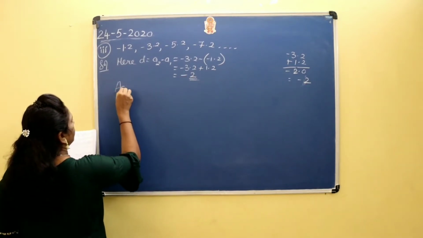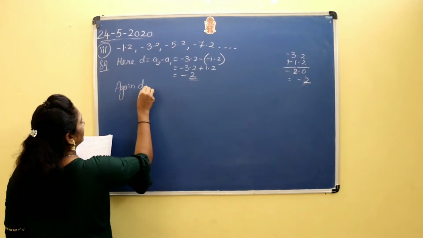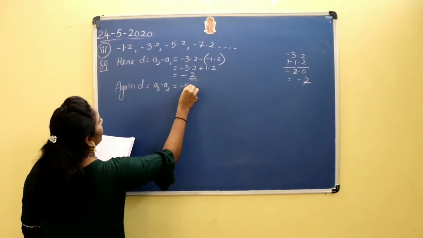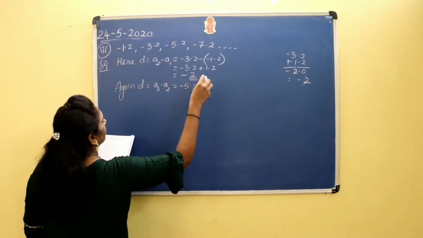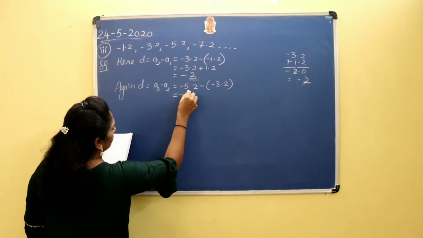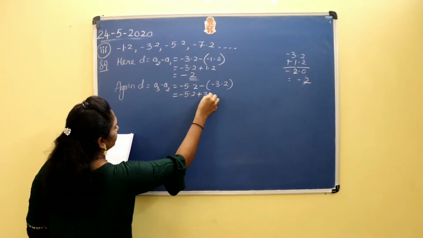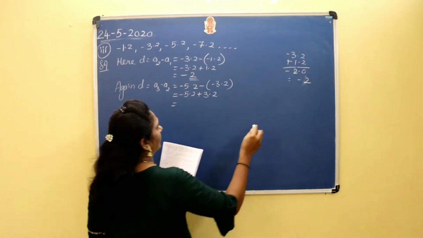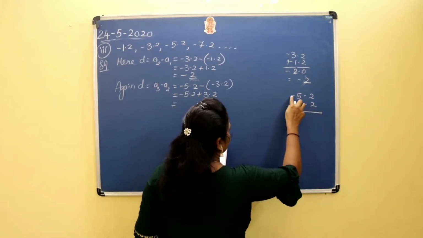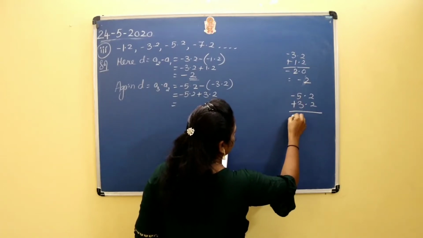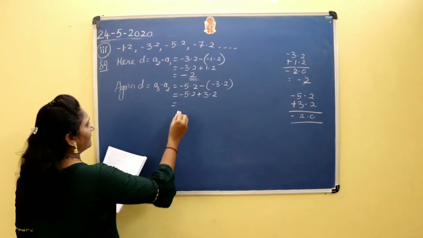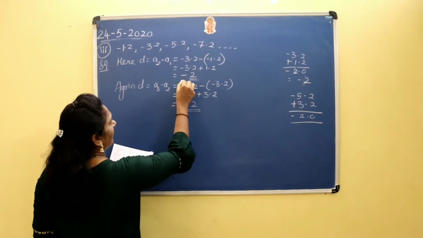Now again D is equal to A3 minus A2, minus 5.2 minus of minus 3.2. So this will be minus 5.2 plus 3.2. One is minus, one is plus, put the greater number's sign and subtract the numbers. Rules of integers. So it is minus 2.